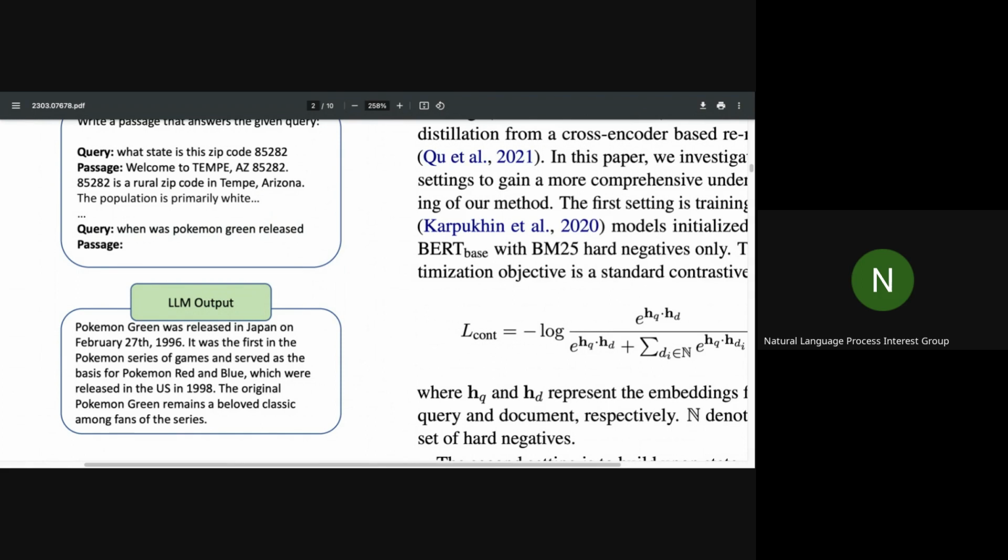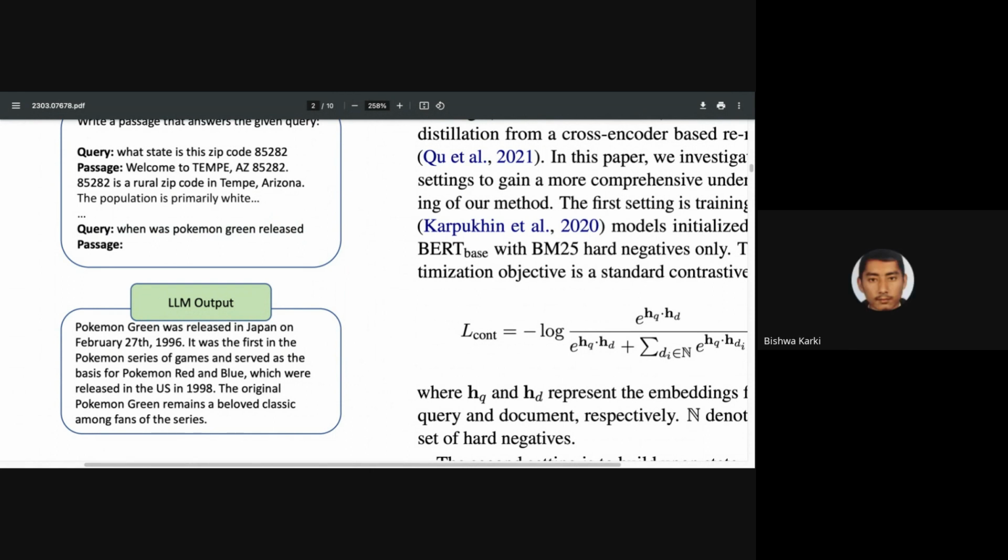Wait, so this whole generated passage, the additional context, is just based off of the LLM's understanding of it? Yeah. Okay, interesting. Does this whole passage become the query? The LLM output? Yes. Passage plus the query. Yes.